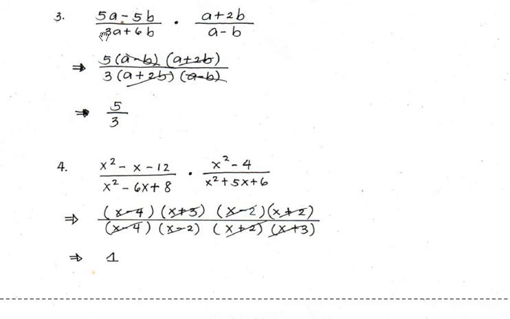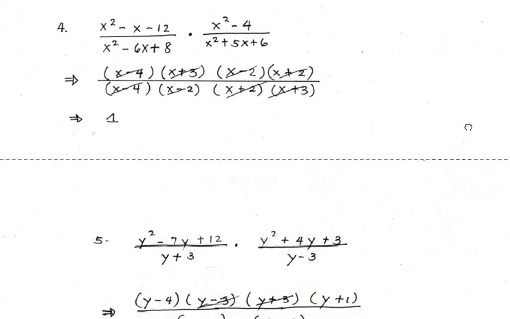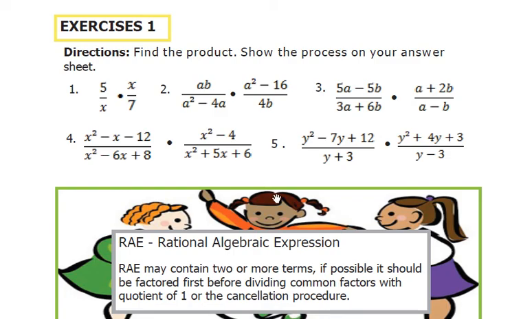On the denominator, common is 3, so you factor out 3, what is left is a plus 2b times a plus 2b, we just copy and then copy also here. Then we found out that a minus b can be cancelled with this a minus b, then a plus 2b and a plus 2b. So the final answer is 5/3.